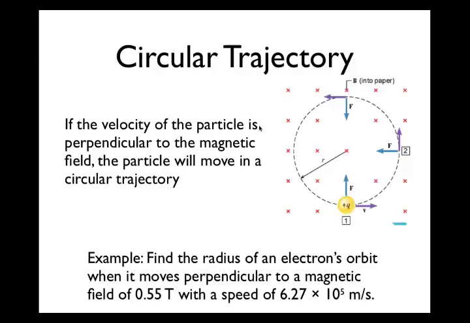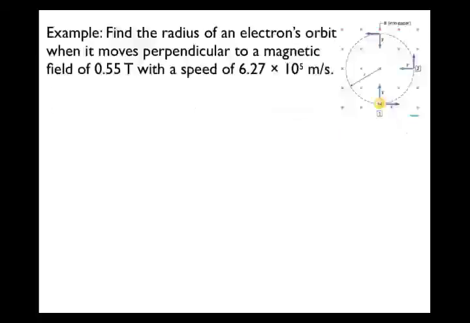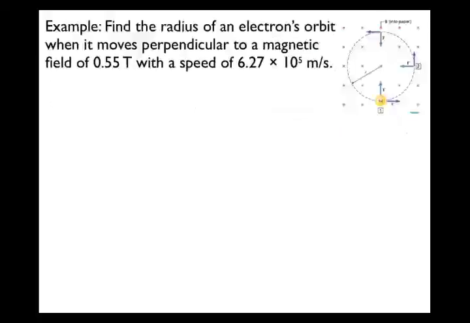So let's use this observation to find the radius of an electron's orbit when it moves perpendicular to a magnetic field of 0.55 teslas with a speed of 6.27 times 10 to the 5th meters per second. So the electron could be part of the electron beam that we looked at in the lab activity, and it would be possible to calculate how strong the magnetic field was from those coils. It's also possible, if you know what the voltage is between the plates that you accelerated the electron beam between, you can calculate what the speed of the electrons should be in that beam. But we're given both of those numbers in this particular setup.